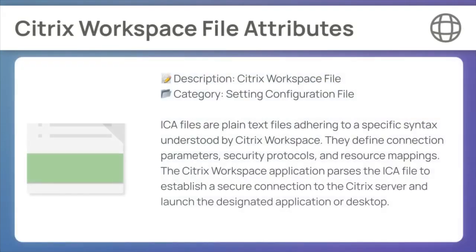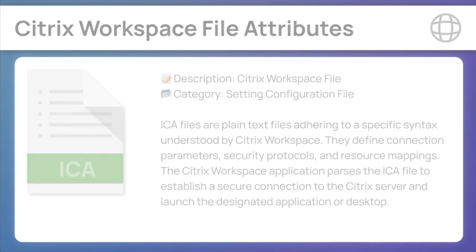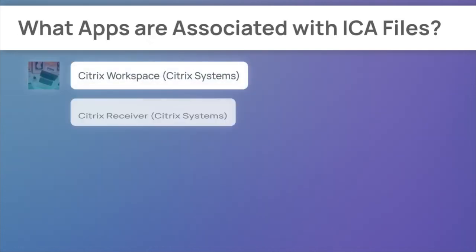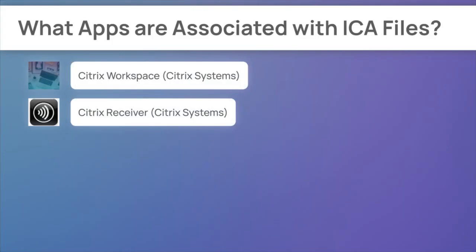ICA files are plain text files adhering to a specific syntax understood by Citrix Workspace. They define connection parameters, security protocols, and resource mappings. The Citrix Workspace application parses the ICA file to establish a secure connection to the Citrix server and launch the designated application or desktop. Citrix systems define Citrix Workspace as the main handler for ICA files.